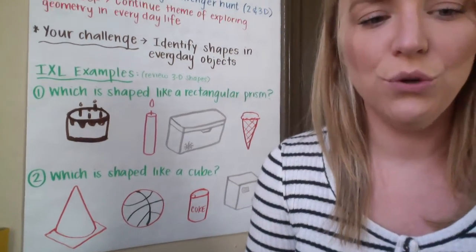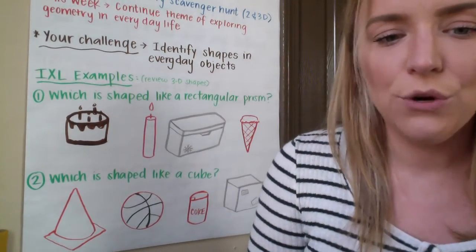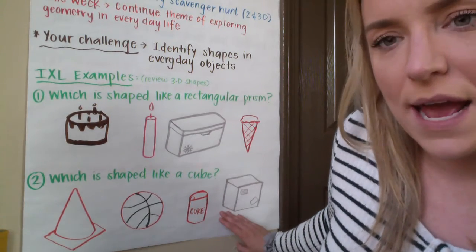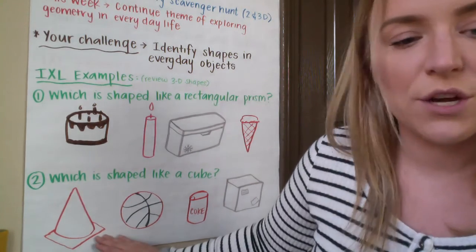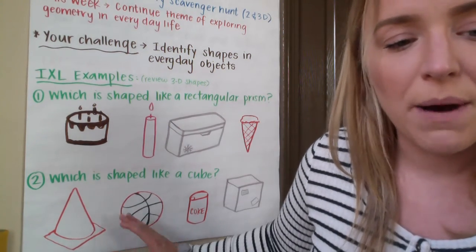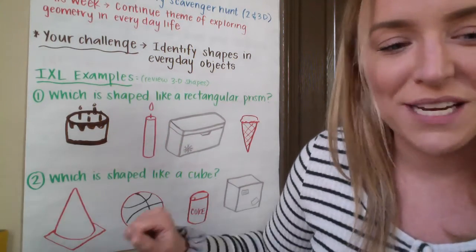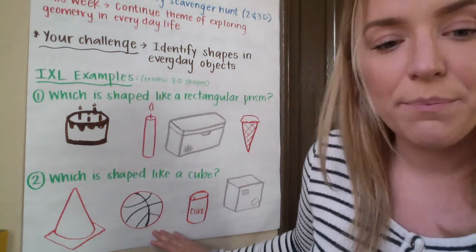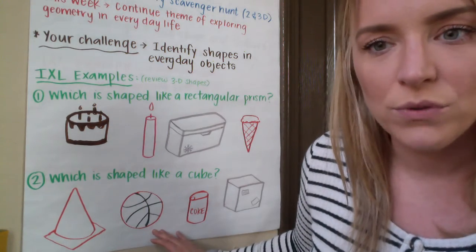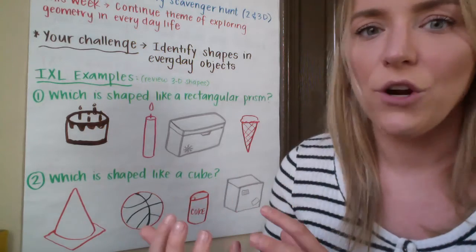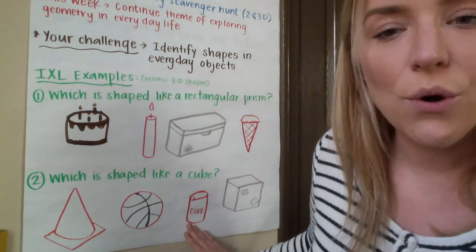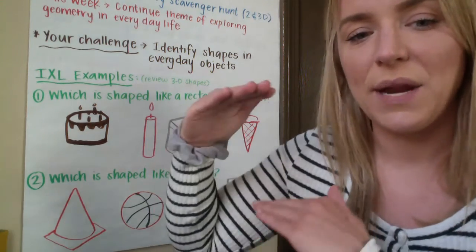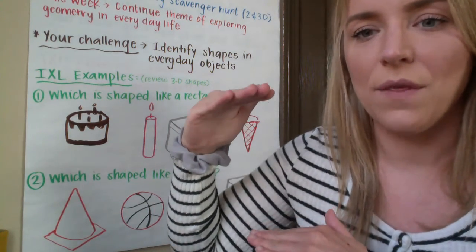For number 2, this says which is shaped like a cube, and our options are the safety cone, a basketball, a Coke, and then a package. So I know that a safety cone is shaped like a cone, flat on the bottom or on the top, depending on how you're holding it, round on the sides, and then comes into a point. Our basketball is definitely a sphere. It's round on every side or angle that you look at it. Our Coke can is shaped like a cylinder because it is round on the sides, but has those 2 flat sides on the bottom and top.